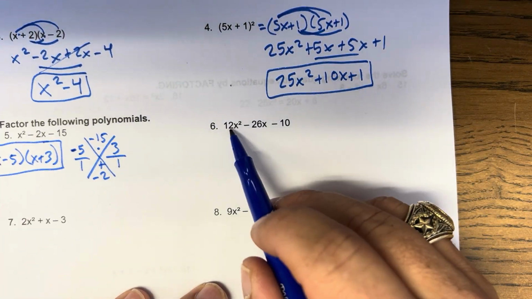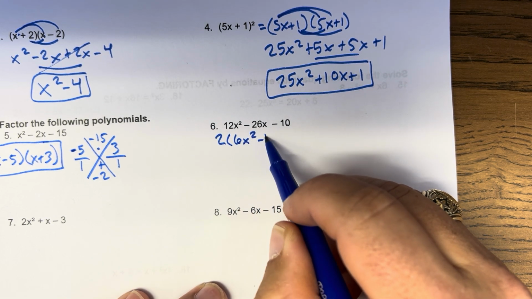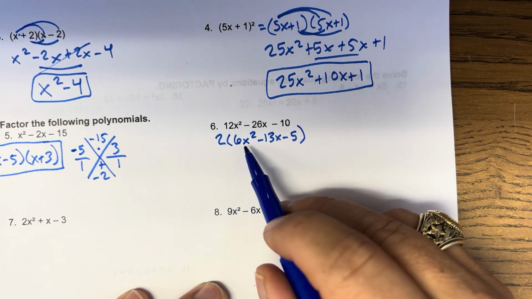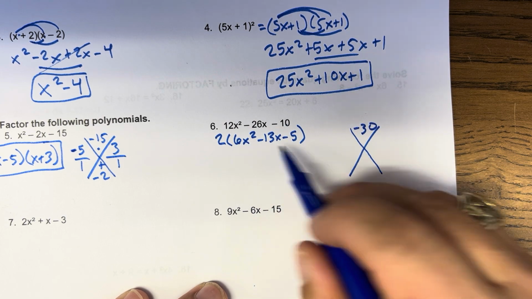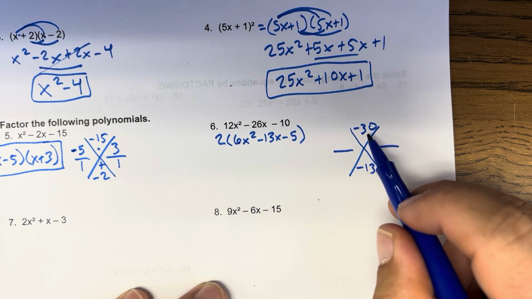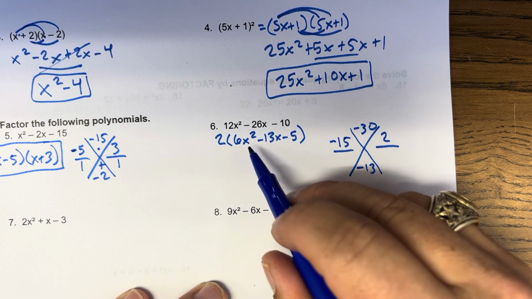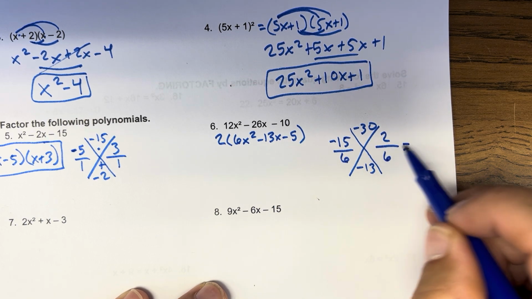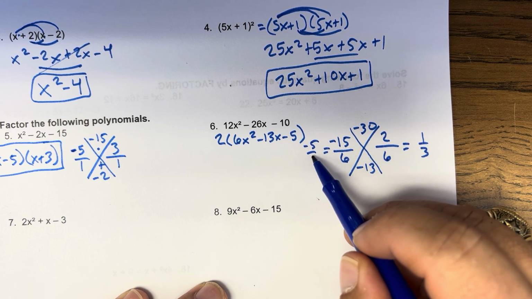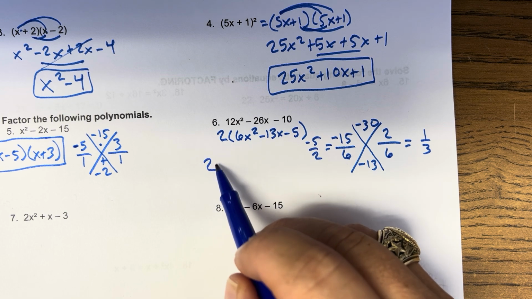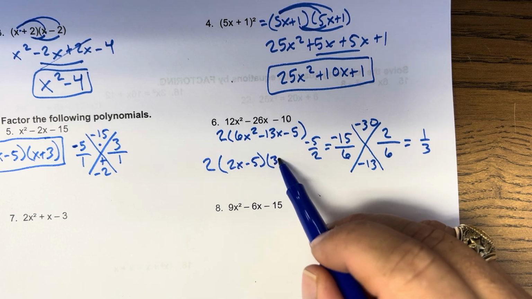Number 6, I see all of these are even, so I can definitely divide by 2. So I'm going to take out a 2, and I'm left with 6x squared minus 13x minus 5. I can't take anything else, so now we're going to go into x. On top is 6 times negative 5, which is negative 30. On bottom is negative 13. To multiply to negative 30 and add to negative 13, it's going to be negative 15 and 2. I divide by my a of 6, and so this simplifies to be 1 over 3. And this one, if you divide by 3, is going to be negative 5 over 2. Put the GCF in the front, 2x minus 5, and 3x plus 1.